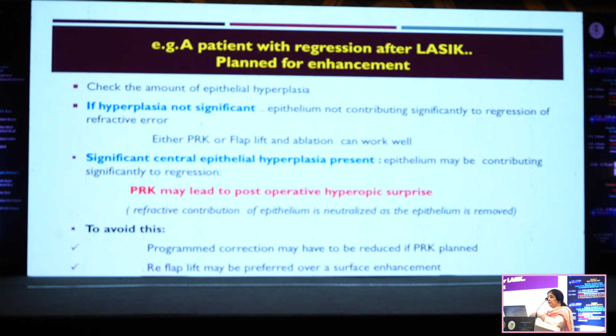So if let's say you have a minus 1.5 of regression, some part of that is contributed by the epithelium, and you do a PRK, you remove the epithelium and you ablate 1.5 for 1.5. The patient would end up having a post-operative hyperopic surprise. So in these situations, either you undercorrect what you had wanted to do for the PRK, or one may prefer that you lift the flap and do excimer rather than doing a surface ablation. So in that sense, it helps to refine our outcomes.